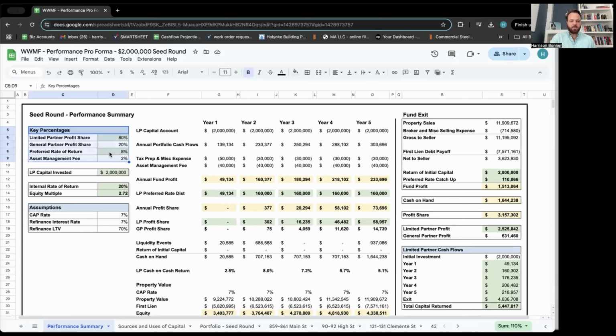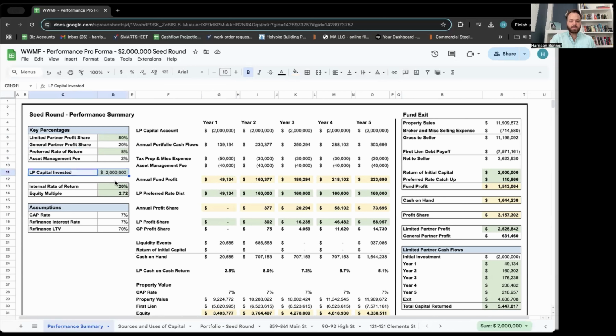Our fund, the Wollaston Wealth Management Fund, has an 8% preferred rate of return to limited partner investors, and then has an 80-20 profit share pool. So any profits above and beyond the first 8% to limited partner investors is then split 80-20, 80% to the limited partners, 20% to the general partner. Now, anything here highlighted in green is going to be relevant to the limited partners specifically, and any cell that's highlighted in yellow is going to be more specific to the fund as a whole.